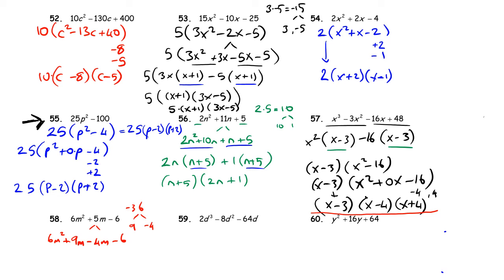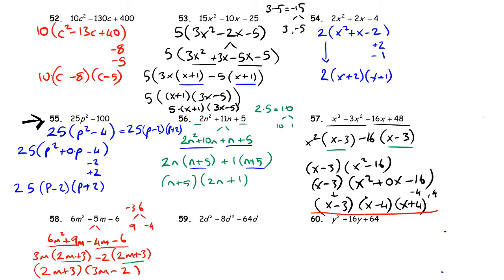Now, factor out the greatest common factor. 3m factored out, 2m plus 3. Negative 2 factored out, 2m plus 3. We're going to factor out the matching binomial part. We will have 2m plus 3 from the matching binomial, 3m from the first, negative 2 from the second.